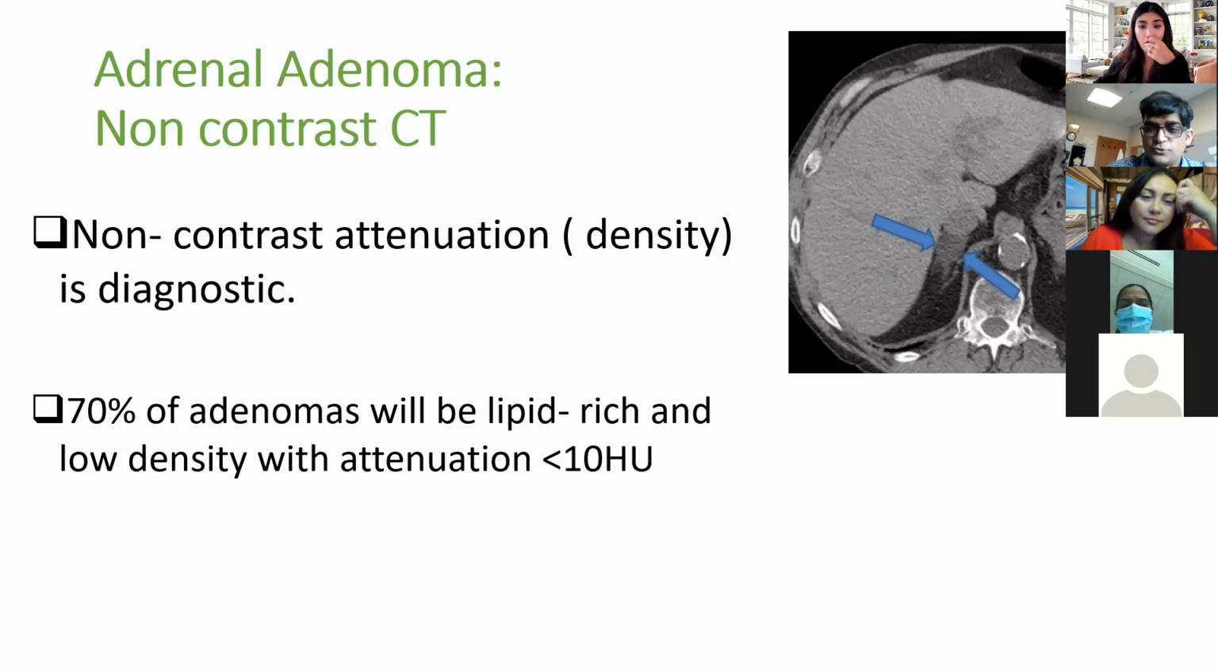Because the first thing we need to understand is how dense this mass is. And most incidentalomas are full of fat. So these are benign, and their density is actually less than 10 Hounsfield units. So that's the first thing we need to look at. What are the Hounsfield units on this adrenal mass?